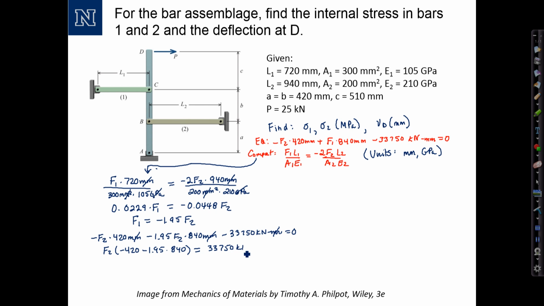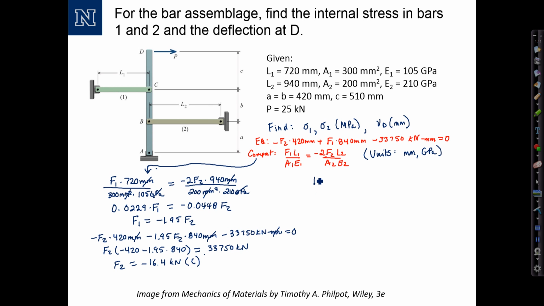33,750 kilonewtons, bringing that over to the right hand side, and we get F2 equals 33,750 divided by the negative of this summation, which is 2058. So this reduces to negative 16.4 kilonewtons. The negative sign, of course, tells me that member is in compression, which I will denote with a C.